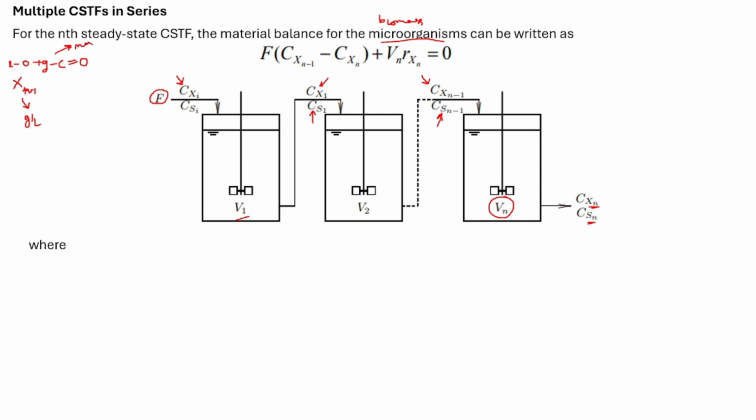We are interested in mass balance. Then what should we multiply with this grams per liter to get something in terms of rate of generation of biomass, something in grams per unit time, like grams per second? We should multiply with liters per second. If you multiply liters per second with grams per liter, what we get is grams per second.